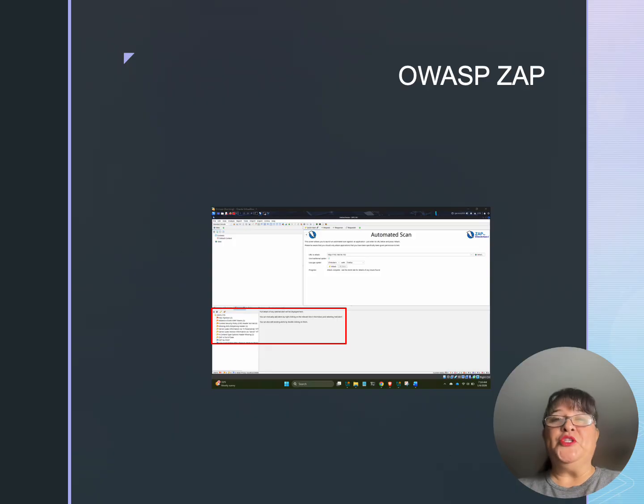OWASP ZAP was used to analyze application level behavior and identified SQL injection vulnerabilities within the login functionality, as well as missing CSRF protections and security headers. OWASP ZAP was also used as a dynamic application security testing tool to actively probe input fields and HTTP requests for injection and access control issues, which shows ZAP SQL injection alerts.